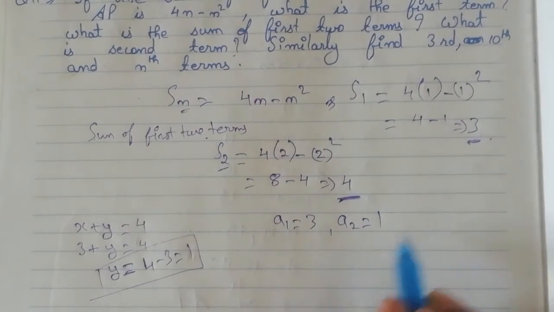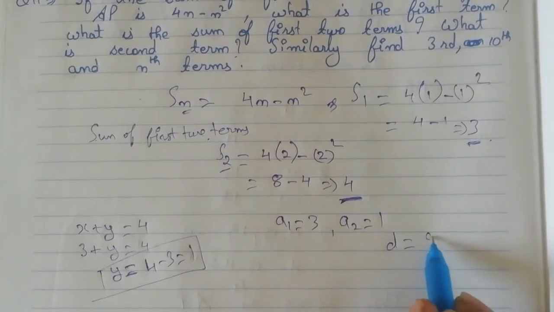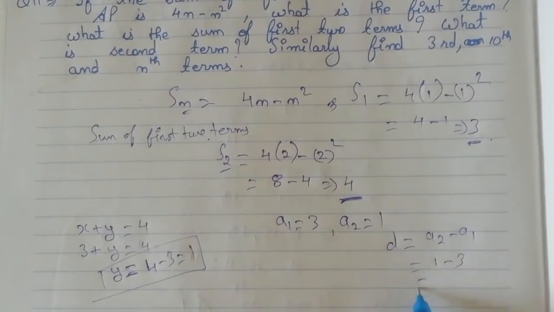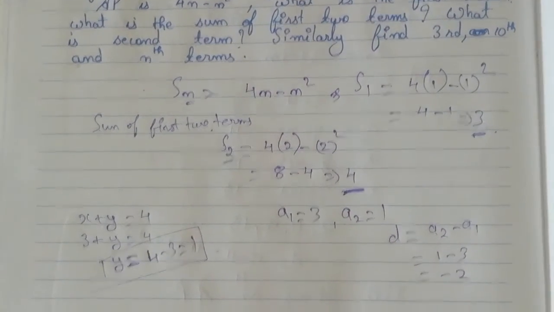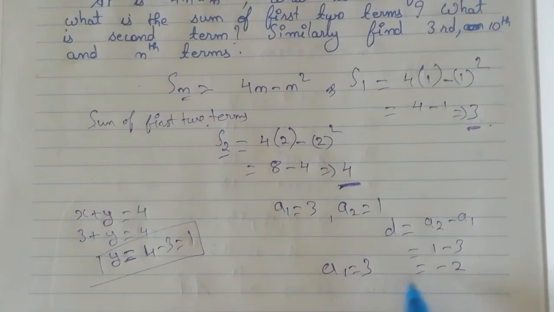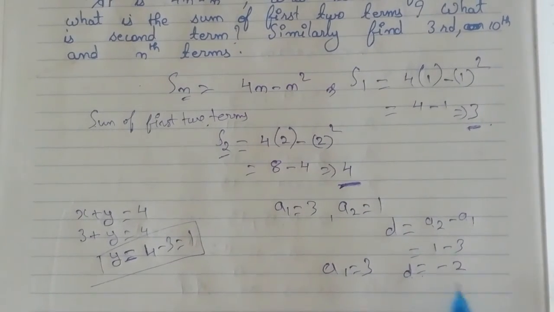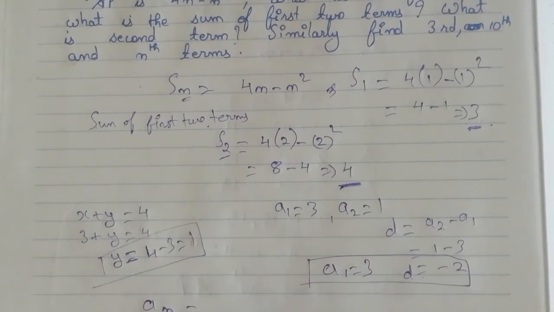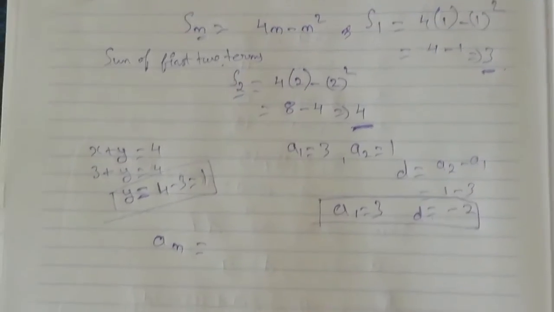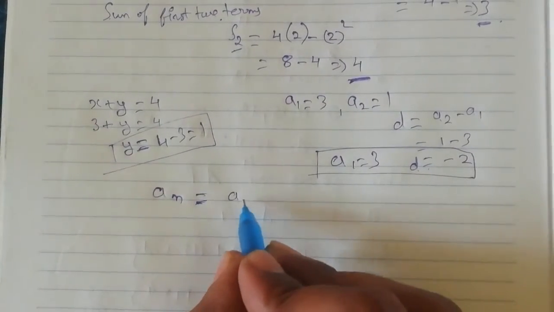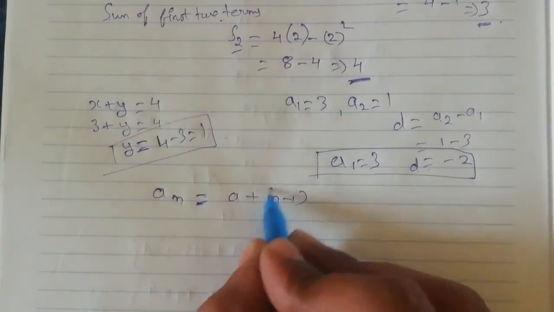So from here we can find the difference. The difference is nothing but a2 minus a1. So here we have the difference equal to minus 2. Now we have the first term a1 equal to 3 and the common difference equal to minus 2. So we can easily calculate the nth term. The nth term is nothing but a plus n minus 1 into d.